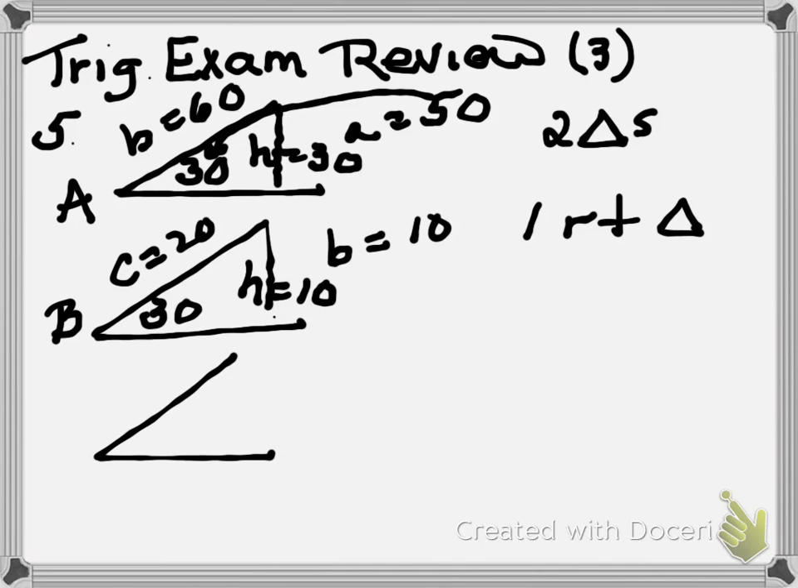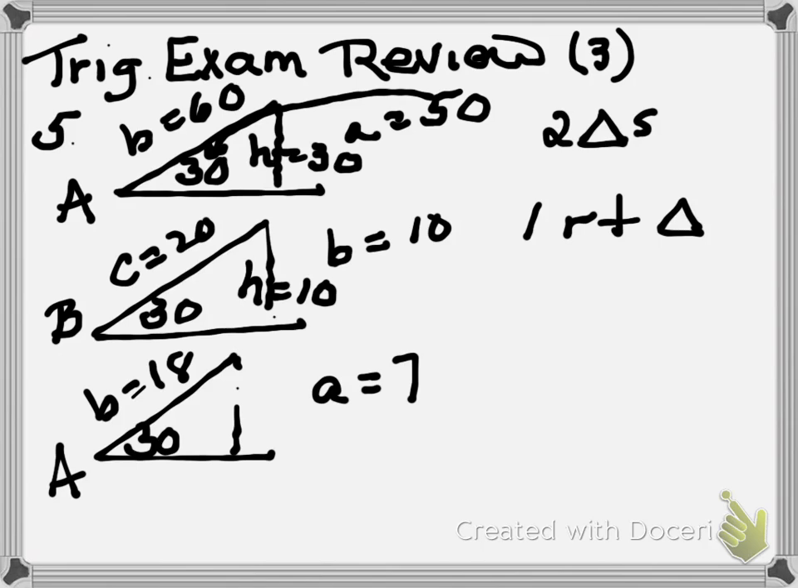Let's take the third problem. Angle A is 30. Side A is 7, and side B is 18. So we need the height again. 1/2, which is the sine of 30, times B gives you a height of 9. Is A long enough to come down and intersect and form a triangle? No. The height is the shortest distance from a point to a line. A is less than that, therefore there are no triangles.